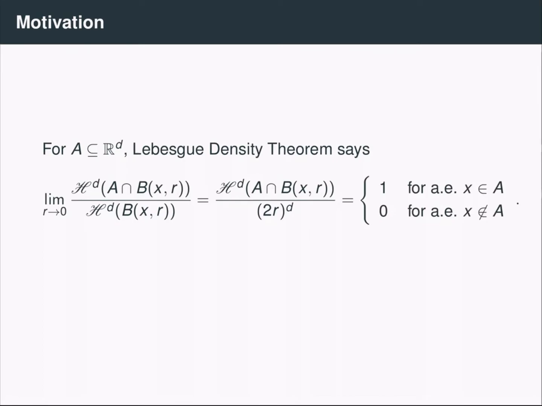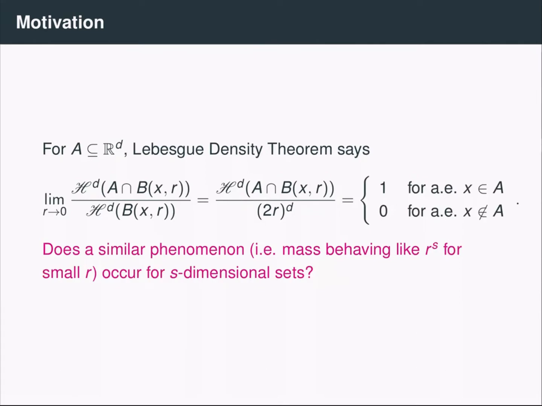Also recall that the Hausdorff measure of a ball in R^d is equivalent to the diameter of that ball to the power d. So this result says that almost everywhere the measure of a set A inside a ball is asymptotically just like a constant times r to the d on small scales. So a natural question then is, does a similar phenomenon occur for general sets? That is, for an s-dimensional set of finite s-dimensional measure, do we have that its measure also looks like r to the power s in balls of small radius? The answer is a very strong no, and this even fails for integer dimensions, as we'll see.